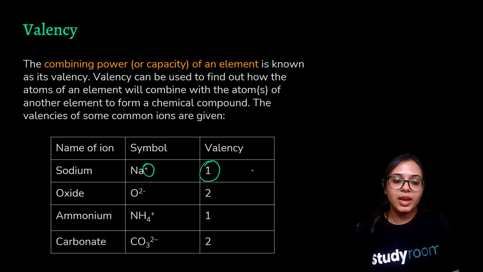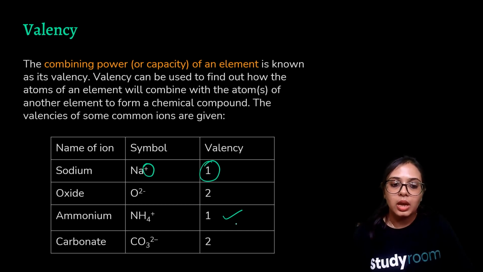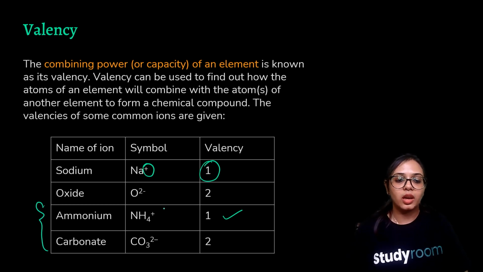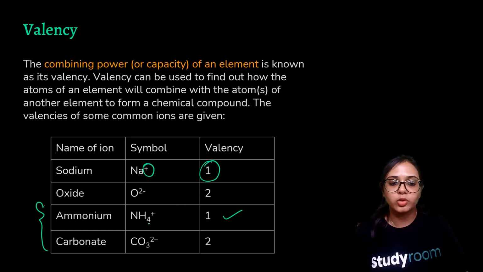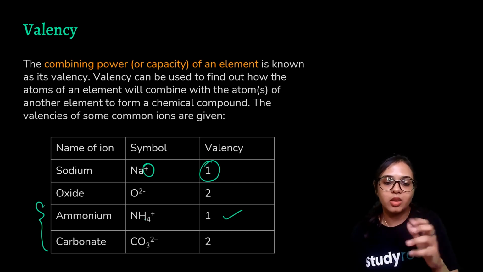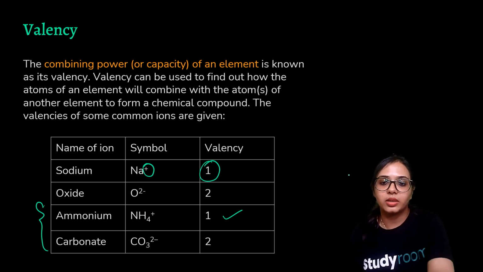All right. Oxide, on the other hand, has valency 2. So it has an excess of 2 electrons. Ammonium, represented by the symbol NH4, has the valency of 1. Carbonate, represented by the symbol CO3, is a polyatomic ion. You see here ammonium and carbonate, they are polyatomic ions because they are groups of atoms, groups of nitrogen and hydrogen and carbon and oxygen. They are coming together to form a charged species, an ion, where the valency of ammonium is 1 and the valency of carbonate is 2.